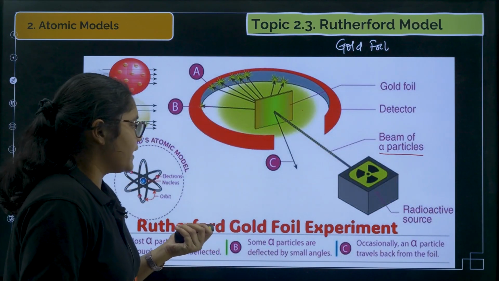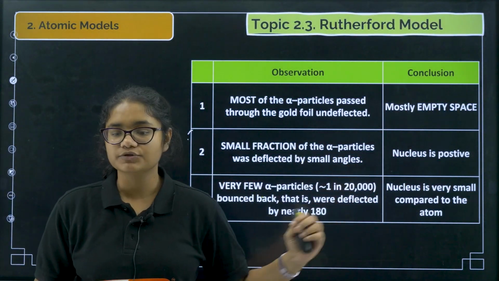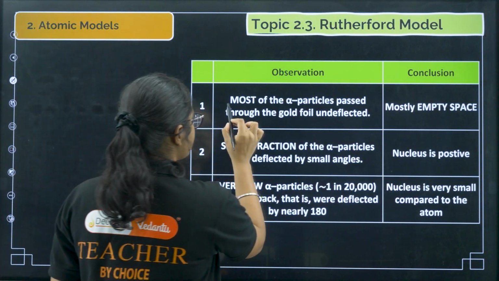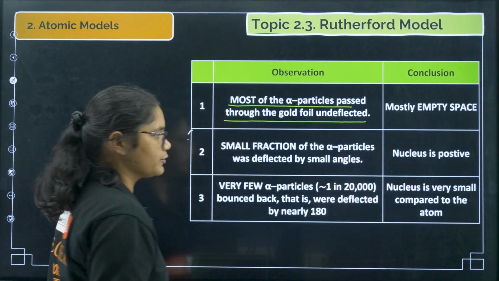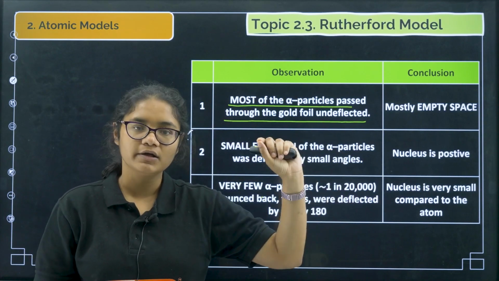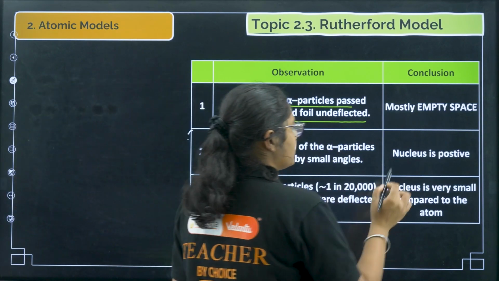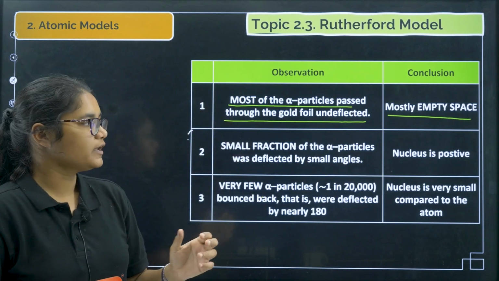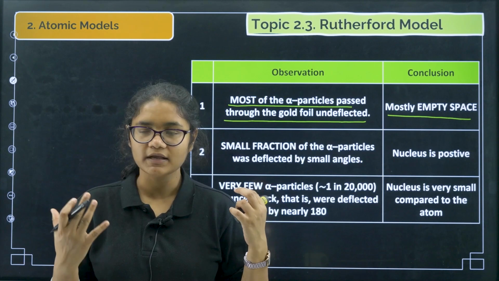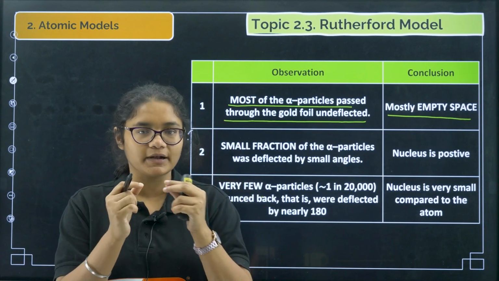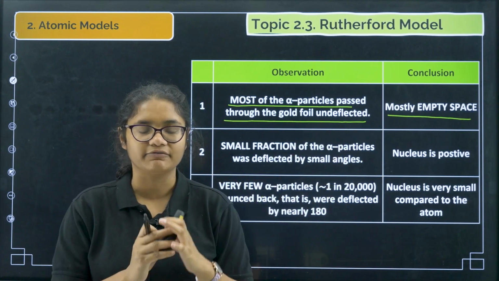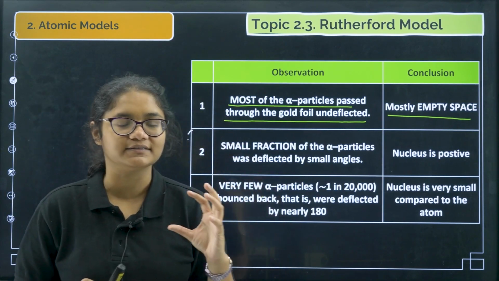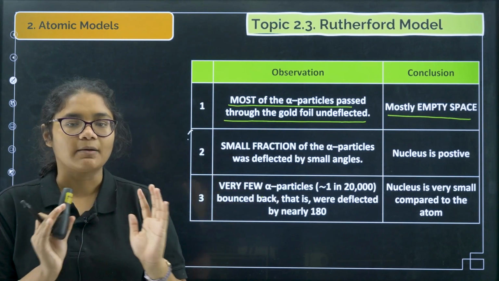Now let us see these observations and what conclusion we can take from here. The first observation, as I told you, is that most of the alpha particles pass through the gold foil undeflected. They pass straight through the gold foil. Now what is the conclusion here? That means that most of the space in the atom is empty. If the alpha particle is traveling straight without any deviation, that definitely means that there is no obstruction in the atom, right? So we can consider that the atom's space is mostly empty.